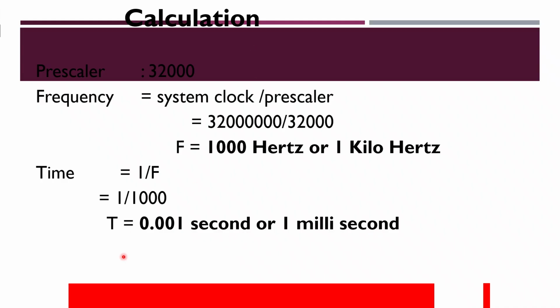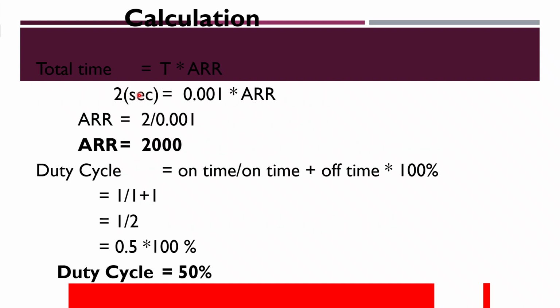Okay, this is the problem by applying the common formulas for the PWM. Again, this is the total time which is given, T into ARR. So what is the T actually here? 0.01 into ARR has to be found out. Then duty cycle 1 by 1 plus 1 is equal to 1 by 2. So for 0.5 into 100 we will get the 50%. So the duty cycle will become how much? 50% of the cycle.